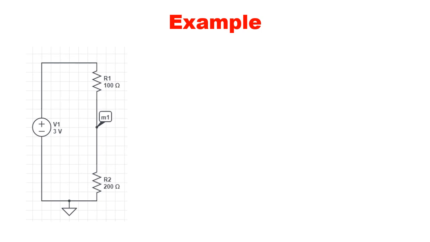Let us take a very easy circuit. So here is the voltage source V1, which is 3 volt, and it is connected in series with R1 and R2. R1 is equal to 100 ohm and R2 is equal to 200 ohm. Now we need to calculate or measure the voltage at the M1 node.